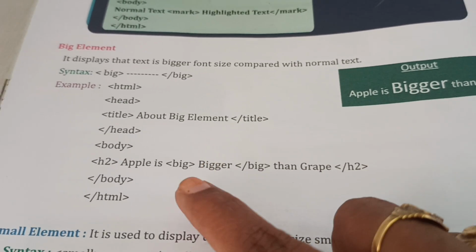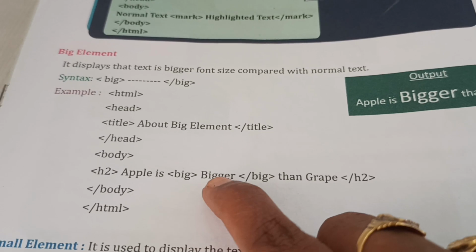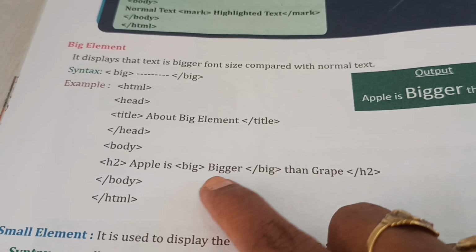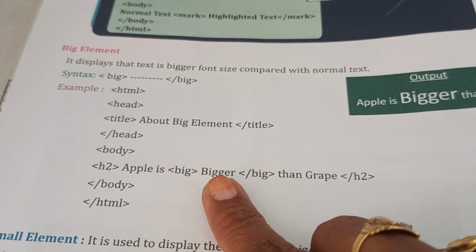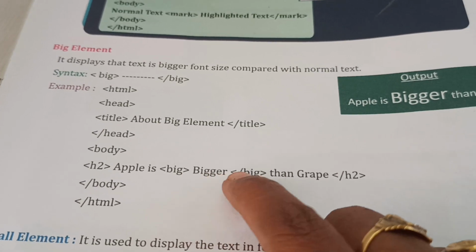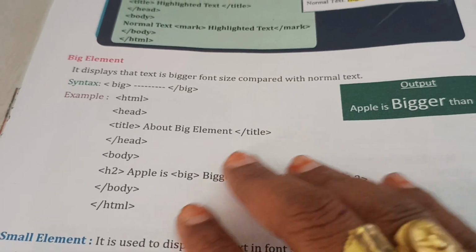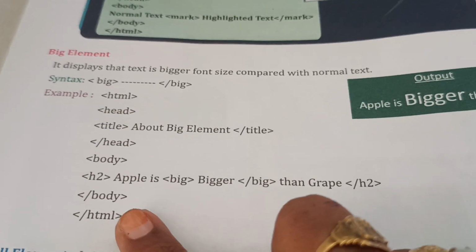Heading close. Here, where the bigger text starts, you open the big tag before the word "bigger" and close it after. So which word is the biggest one? The word "bigger", only that word is bigger. Remaining all are normal text, that is the output. So again, body closing bracket, HTML closing bracket.